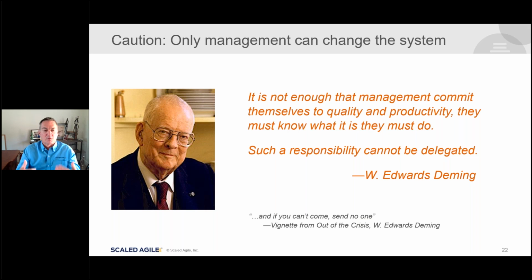They'll hear the responses from a common voice, so that they understand. It's critical that they understand the new way of working, and it's just like Deming says there. And he's got a little vignette there: if you can't come, send no one.